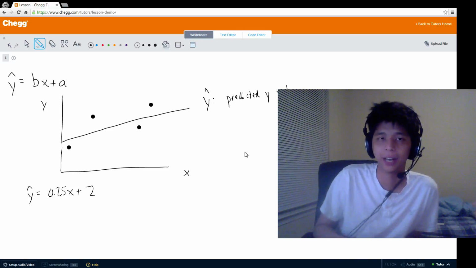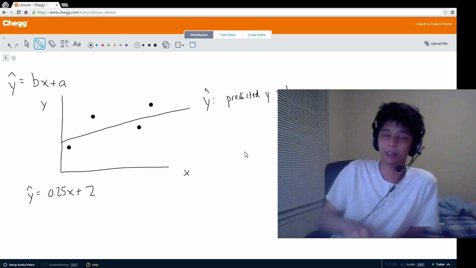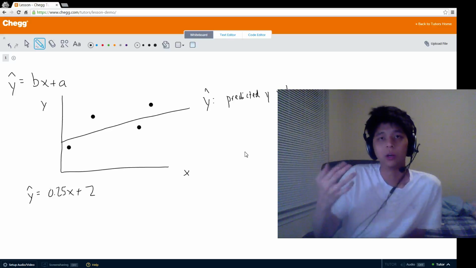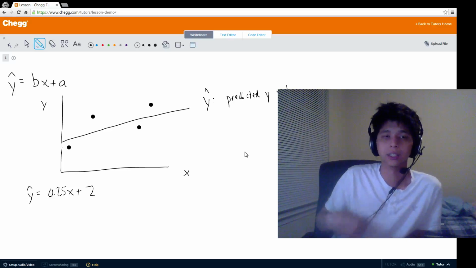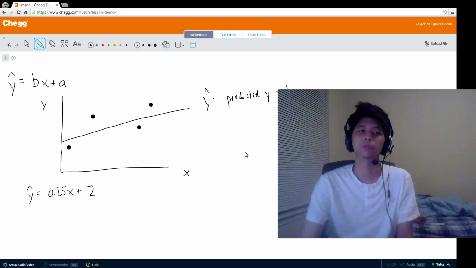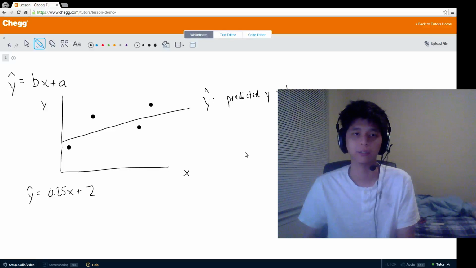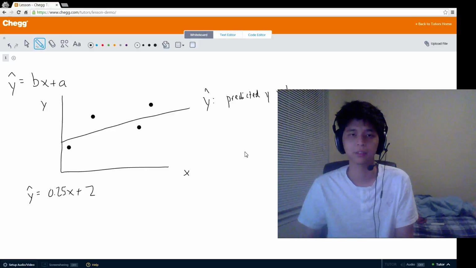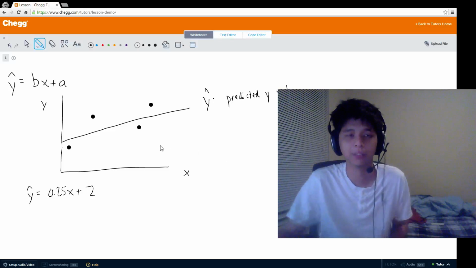So you might be wondering, since I already have these data points, why would I need to predict any y values? Well, the reason that you draw these regression equations and the reason that you would use these y-hats is because you want to predict the y values based on x values that you don't have the y values for.